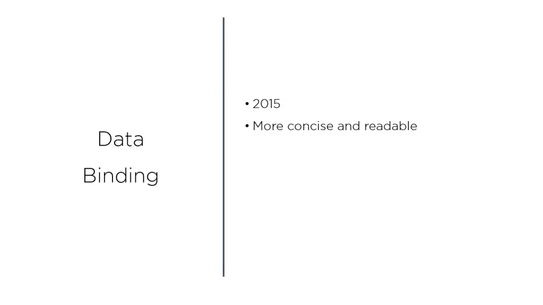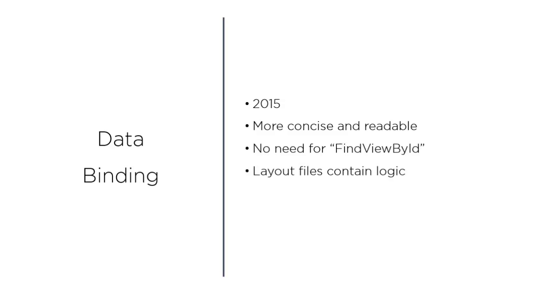Obviously, as a consequence of writing less code and making code more concise, there's typically a significant speed increase when it comes to development time. Some things you'll notice right away about the data binding library are you don't need to write findViewById, layout files contain their own logic code, and your code will be much more organized. Now that you have an idea of what we'll be building and why we'll be building it, let's get started.